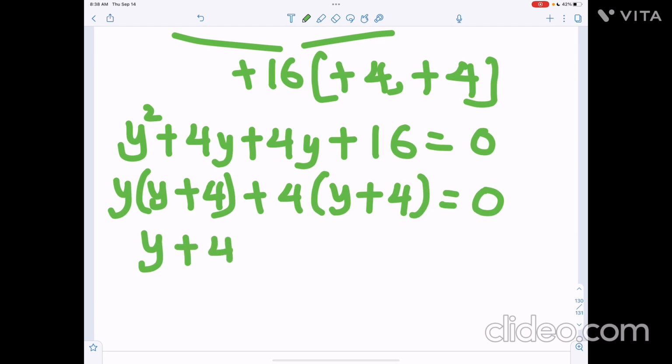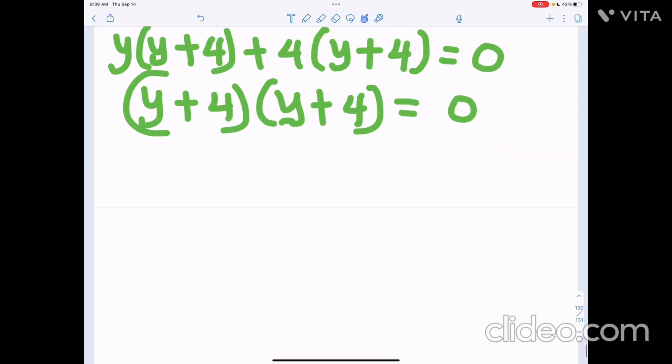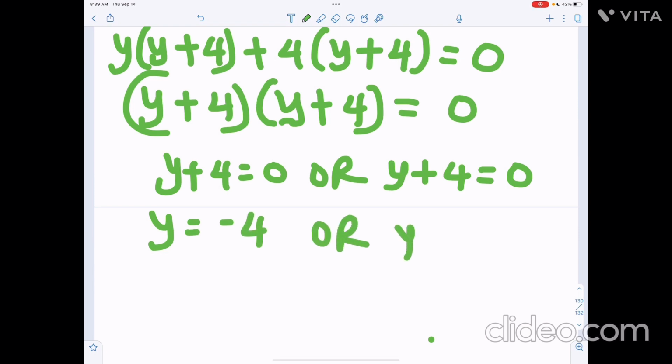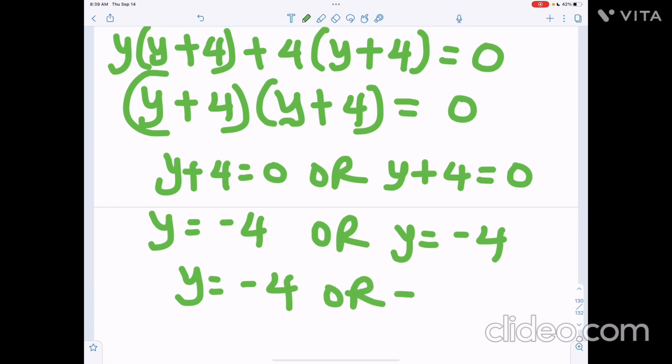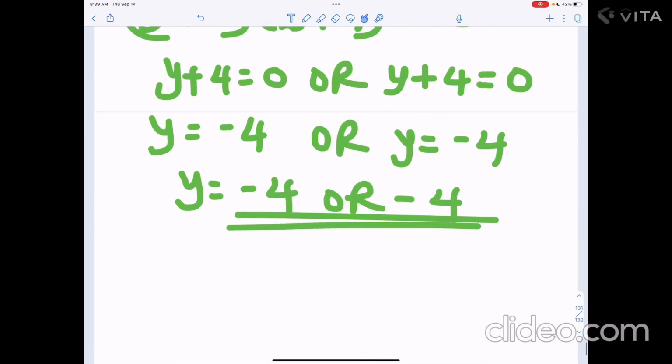So that gives me y plus 4 times y plus 4 is equal to 0. That's going to give us what? y plus 4 is 0, or y plus 4 is 0. y is 0 minus 4, or y is 0 minus 4. So at the end of the day, what do you get? y is minus 4, or minus 4. So that's that for number 18.